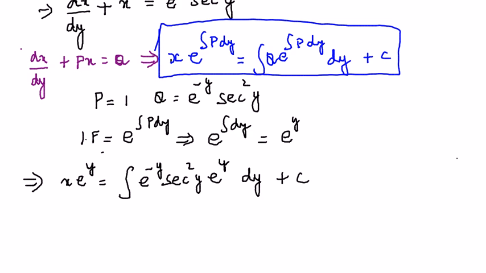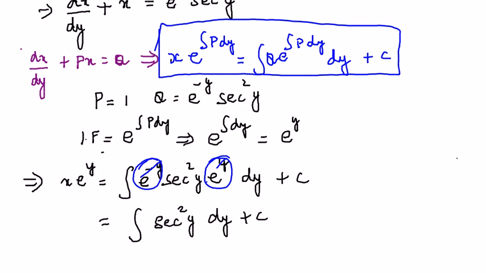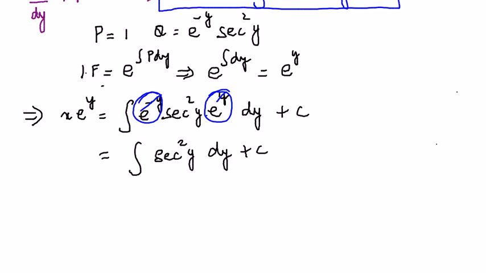Now very conveniently, e power minus y into e power y, the powers get cancelled, so we get it as integral secant squared y dy plus c. We're very happy when we see such sums, right? They're pretty simple for 10 marks. So x into e power y becomes, what is integral of secant squared y? It is tan y plus c. So that's all. Voila, here you have the answer.